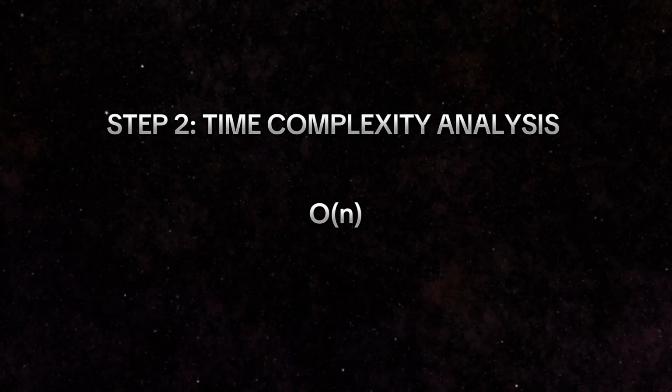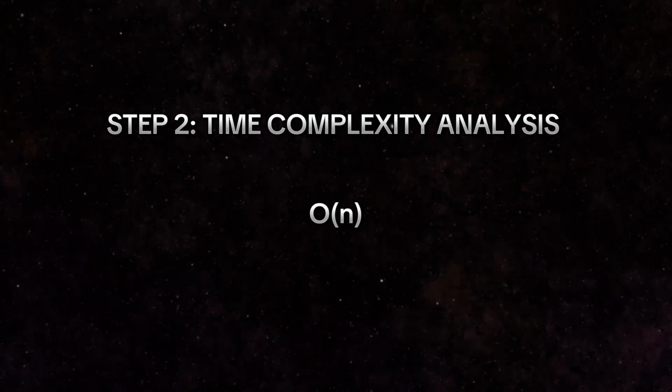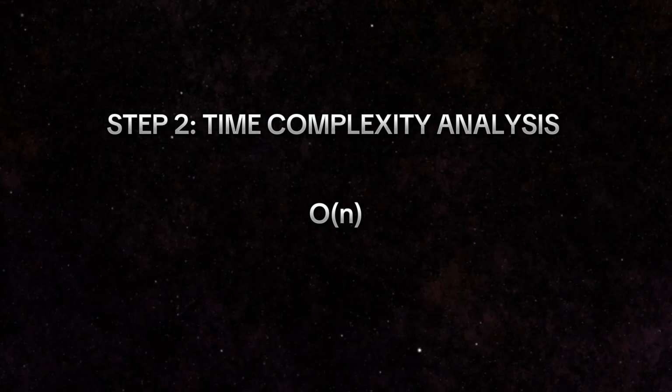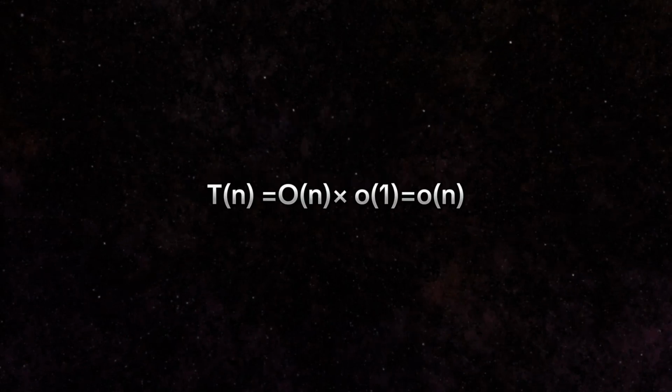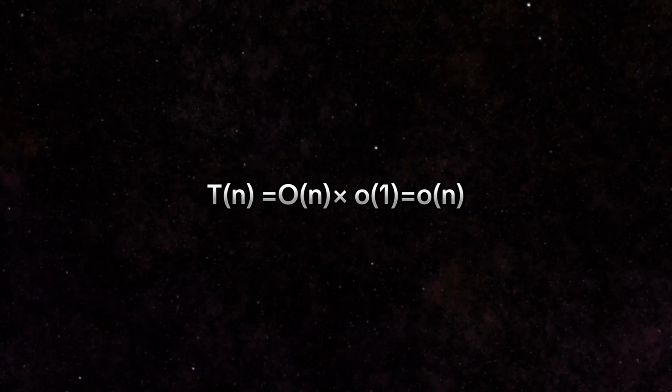In the worst case, we must check every element in the array since we perform a constant time operation, O(1), for each element, and there are n elements. The total time complexity is T(n) = O(n) × O(1) = O(n).